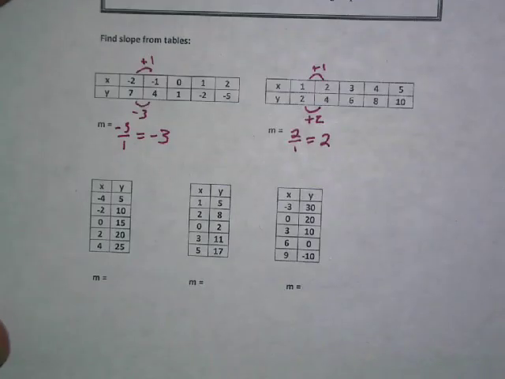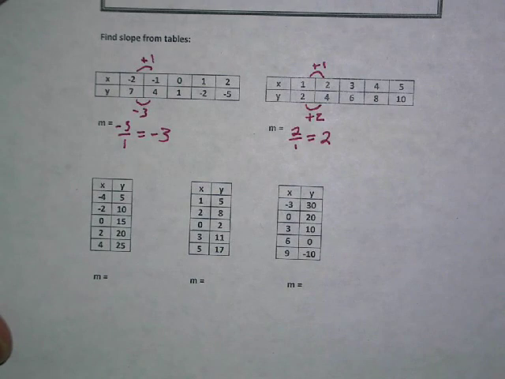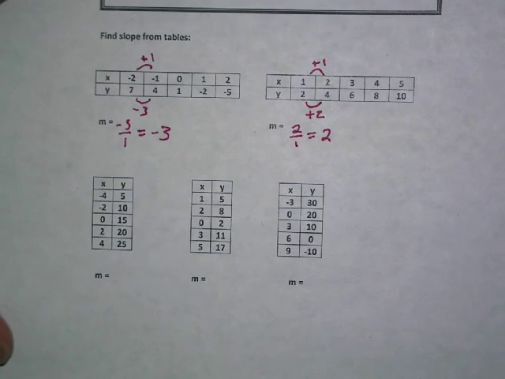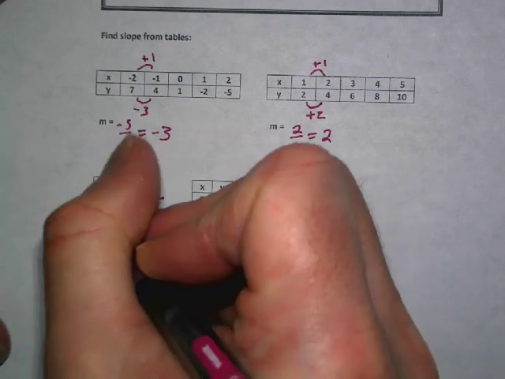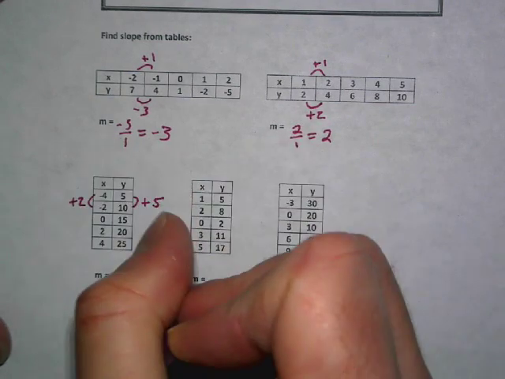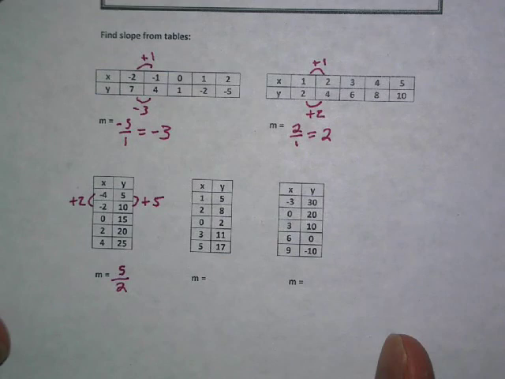Next 3 are the same. We just have the tables represented in a vertical direction. Everything else is the same. Change in y here is up 5. Change in x there is up 2. So 5 over 2. And we leave slope in fraction form. Do not convert that to a decimal.